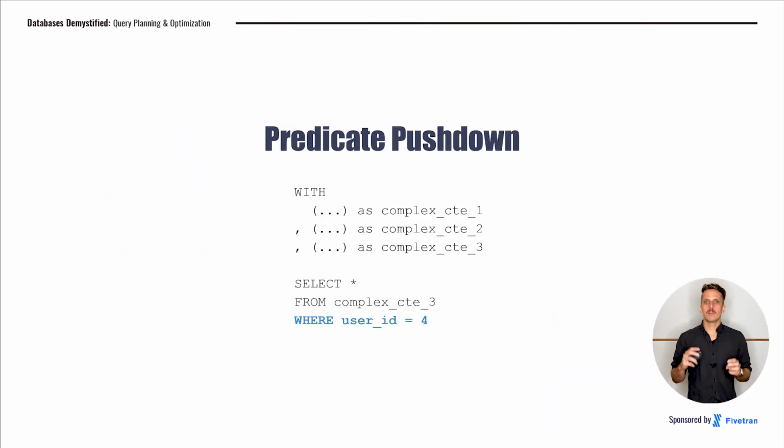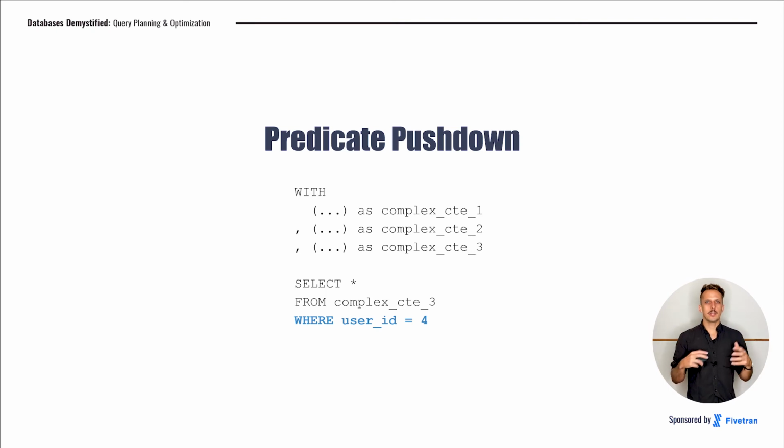One really common way of improving the speed of a query, predicate pushdown, basically just means that we want to filter as much data as possible as early as possible. Here's a query with a pattern that's pretty common. We have a big, complicated query with lots of complicated steps in it. Then at the very end, we're filtering down to look at the results for just one user.